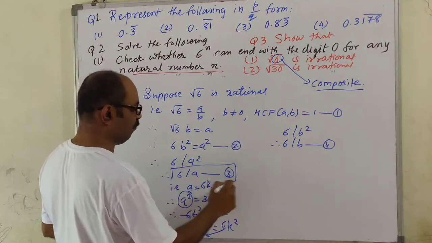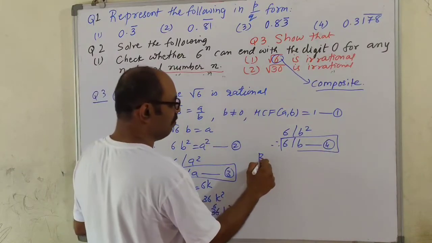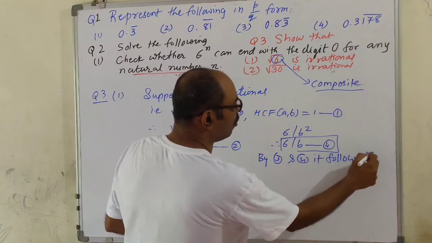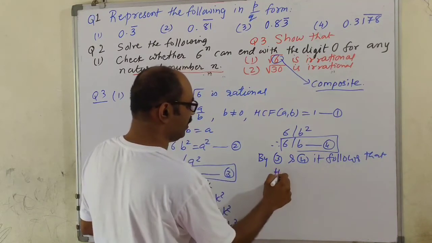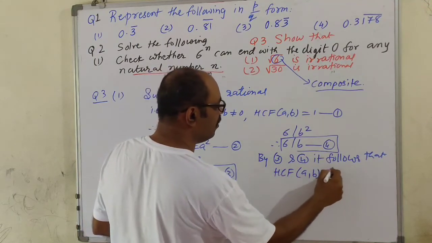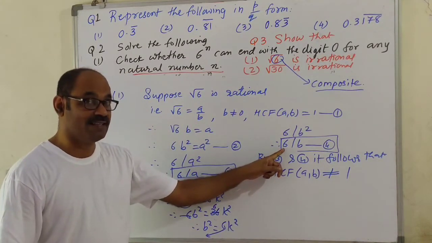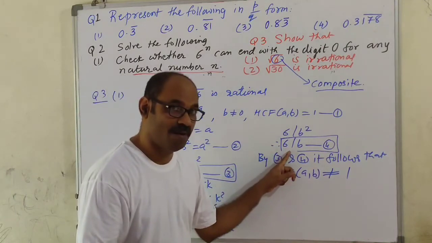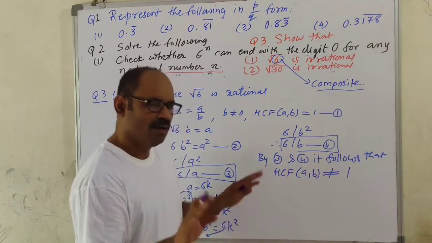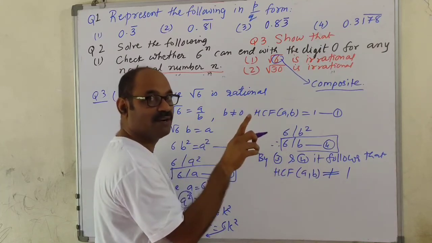Yes, in 3 and 4 you can see that 6 is a common factor of a and b. So, by 3 and 4, it follows that HCF of a and b cannot be equal to 1, because it has common factor 6. More factors are also there. If 6 is a common factor, then the factors of 6, 2 and 3, are also common factors of a and b, but that need not be mentioned. We got one more factor extra, so the HCF cannot be 1.